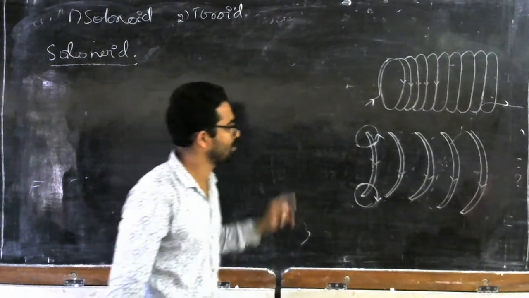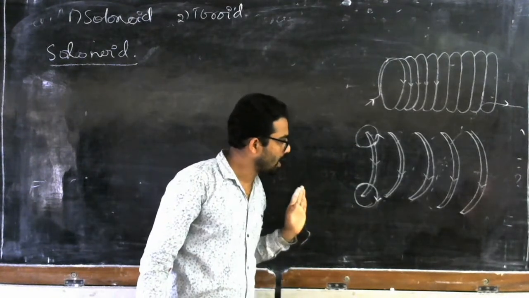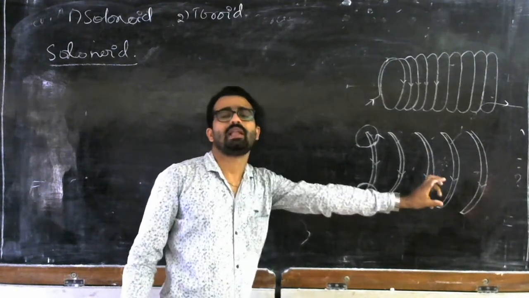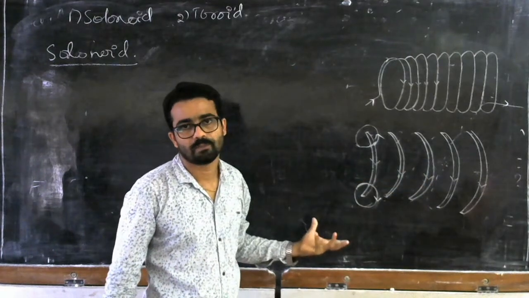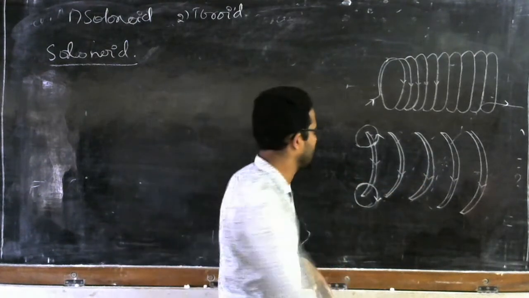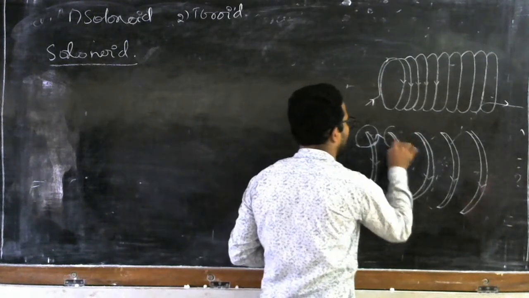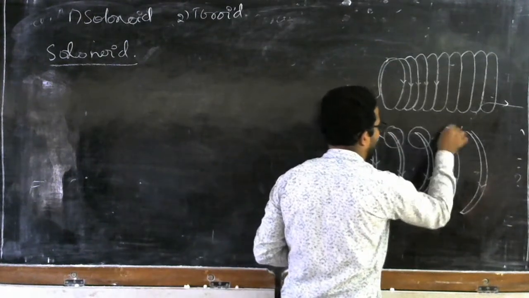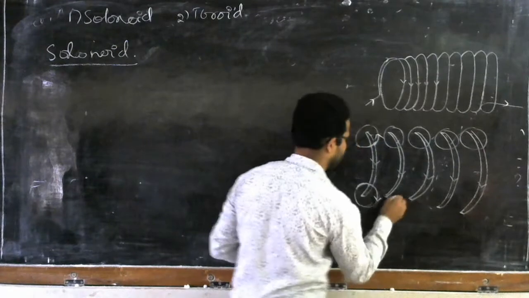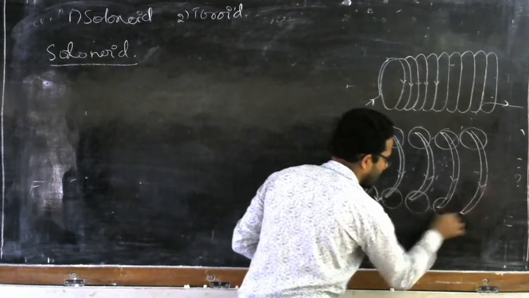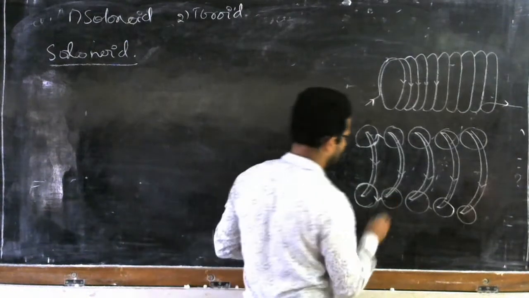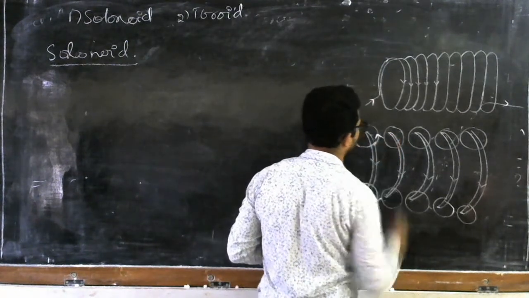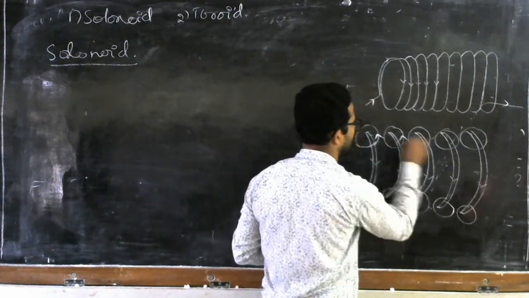I hope you understood. While I'm drawing this, just apply the right hand rule. Try to draw the magnetic field lines so that you can easily understand. I am taking the direction of the magnetic field for all the wires here. If you apply the right hand rule for all the positions, see, these will be the directions.